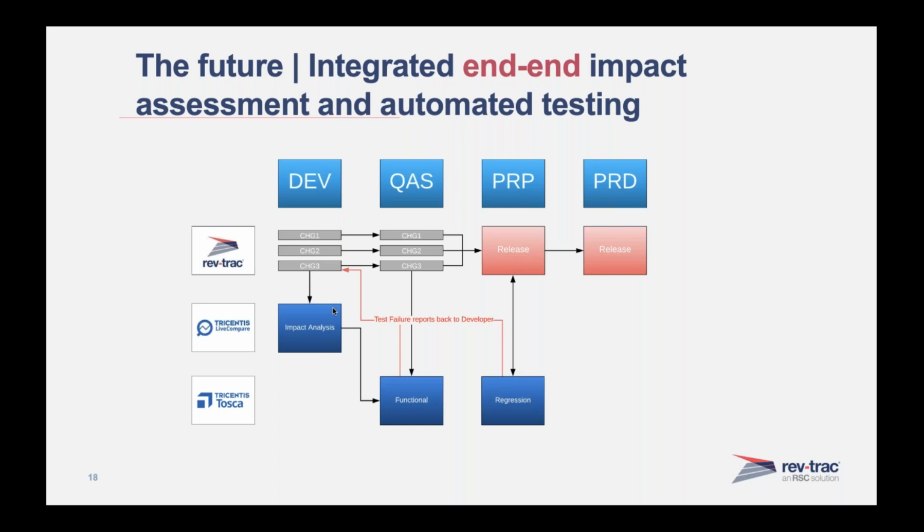We're looking for customers to help us. We've got a few that are in the early stages of helping us. We've worked closely with the Tricentis team to be able to make this capable. We have next week our Rev-Trac 8.2 release coming out, and it will include the necessary updates to make sure that we have the tight integration with Live Compare and Tosca to be able to perform this kind of functionality. So we're quite excited about this.